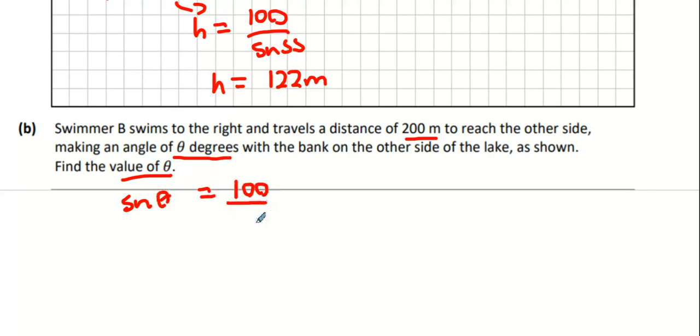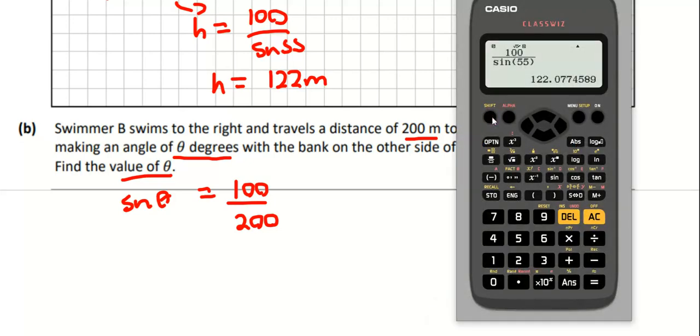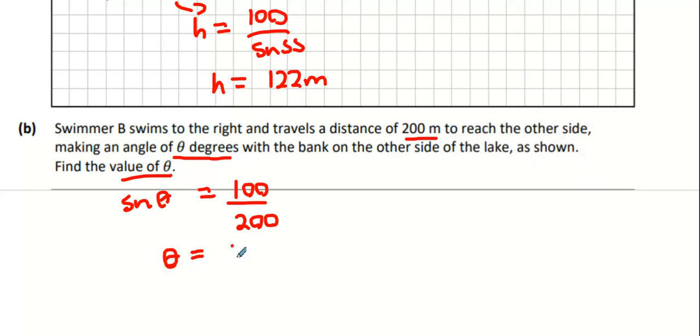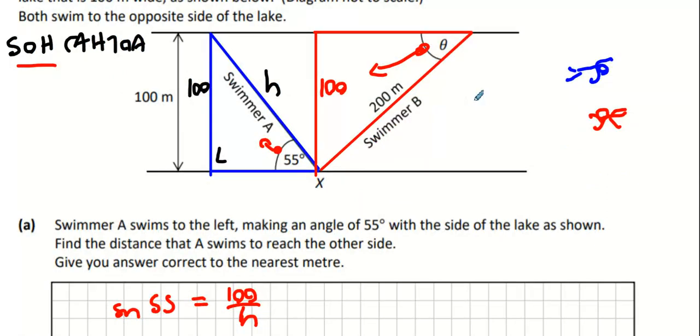Now, there is a way of getting this answer. The way of getting this answer is using sine inverse. Shift sine inverse 100 divided by 200. And lo and behold, your answer is going to be 30 degrees. Theta equals 30 degrees. Okay, happy days.